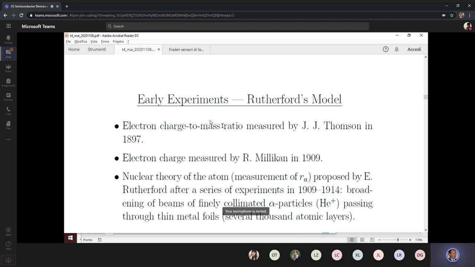And this nuclear theory of the atom works well. It is able to explain many experimental facts without the need of introducing any new concept. Okay? But it does not explain all facts. It explains some. Okay?